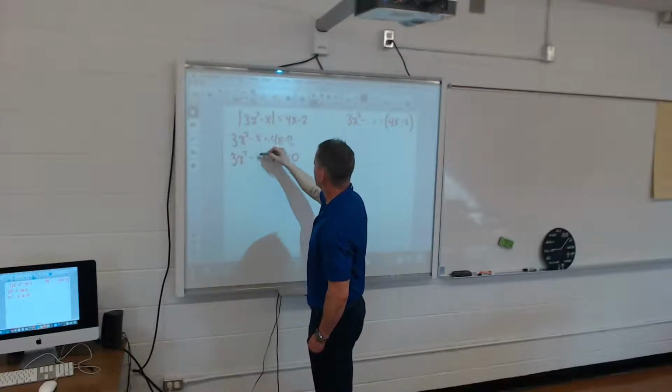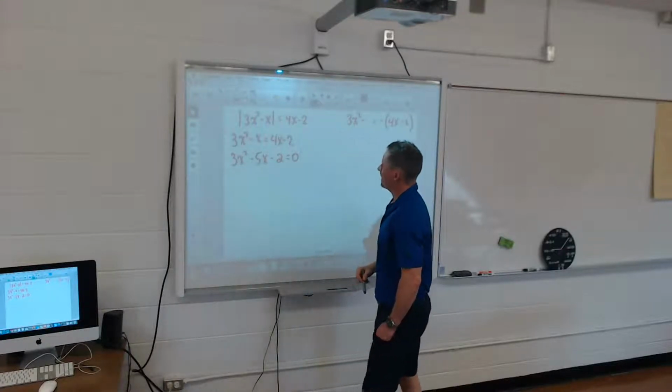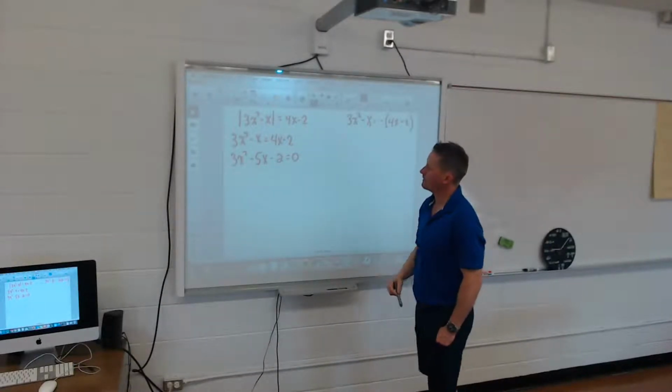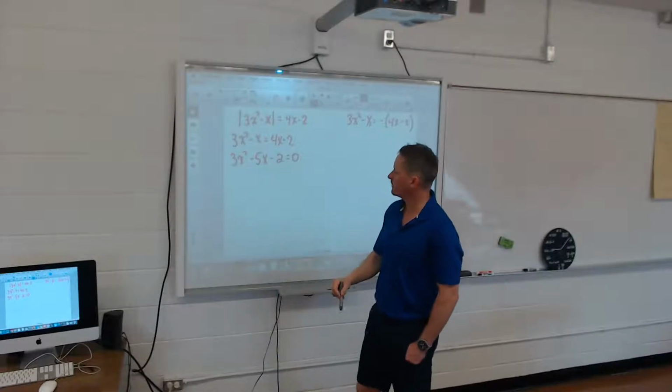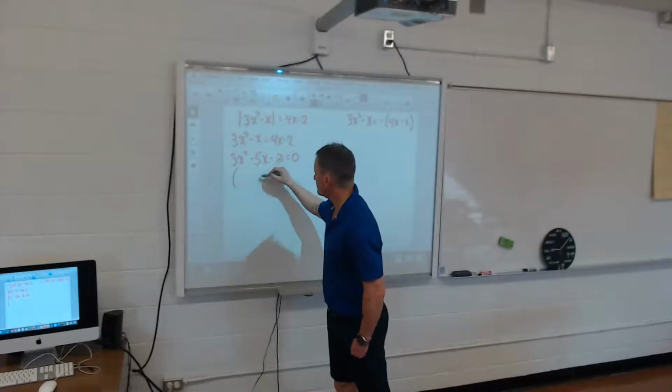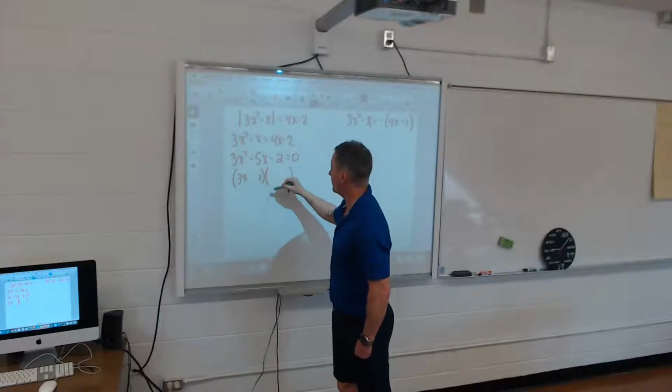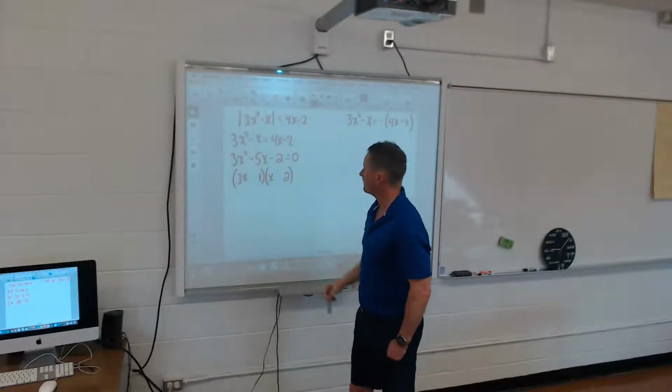That's an x. That would make that a minus 5x subtract 2. Now I got it. Okay, and then an x up here. All right, so this one is factorable now. All right, 2 sets of brackets. I need a 3x here, a 1 here, an x here, and a 2 here.